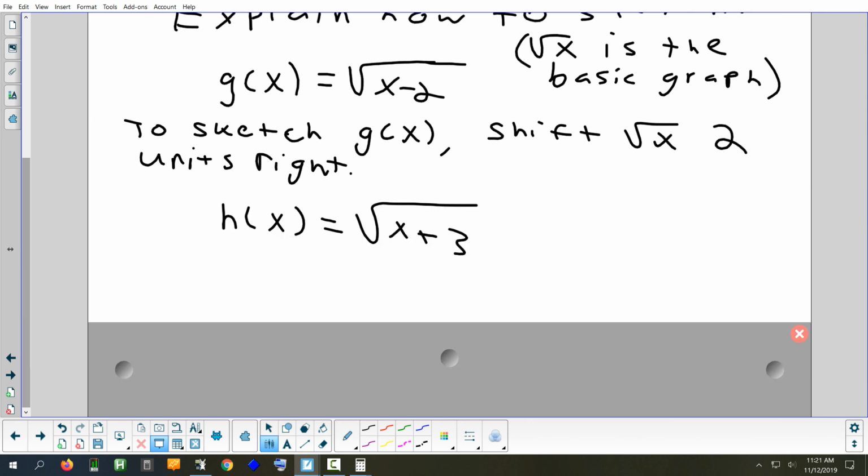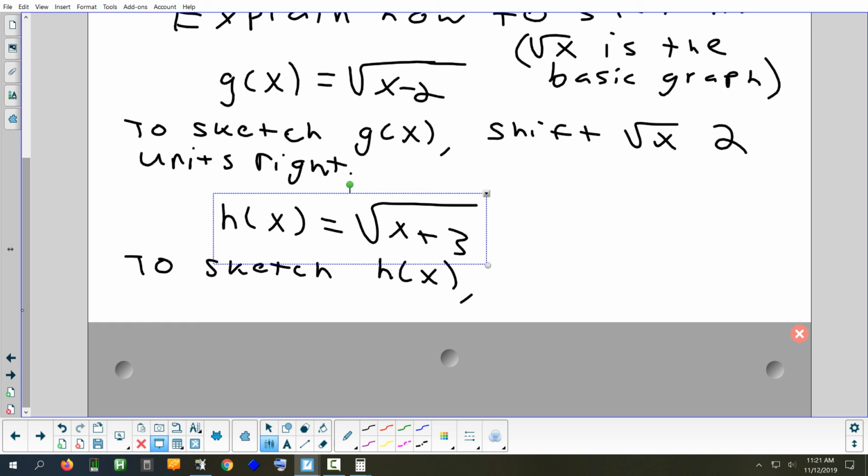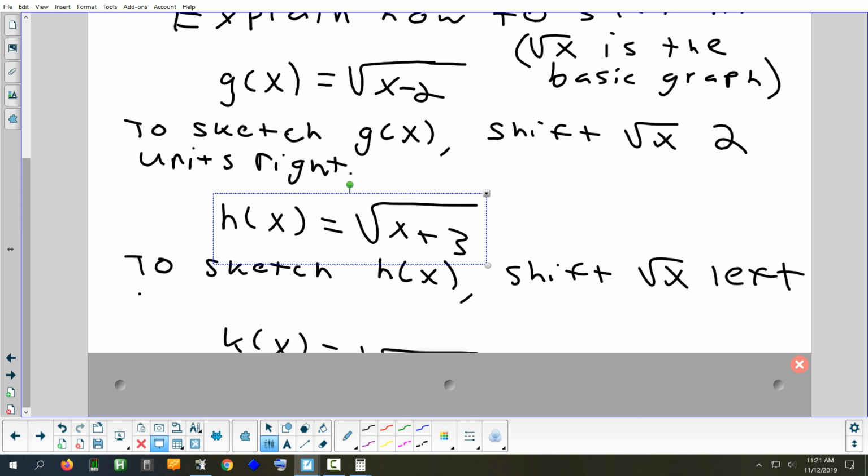H of x. Okay, so we'll start out the same way. To sketch h of x, what would you have to do to square root of x according to this plus 3? What's that plus 3 going to do? Yep, okay. It's going to move it to the left, how many? 3, yes. So to sketch h of x, shift square root of x, left 3 units.